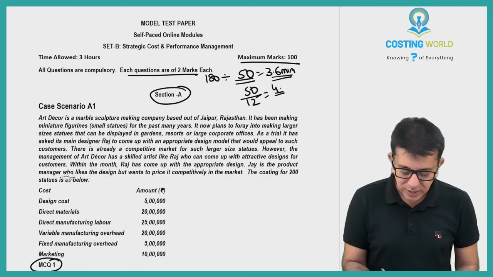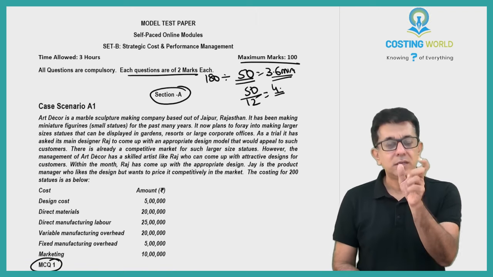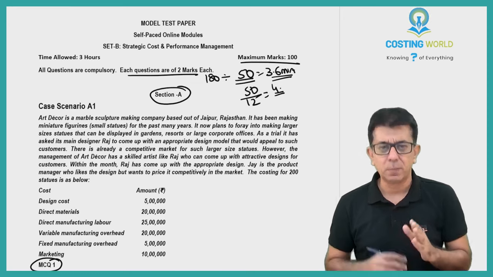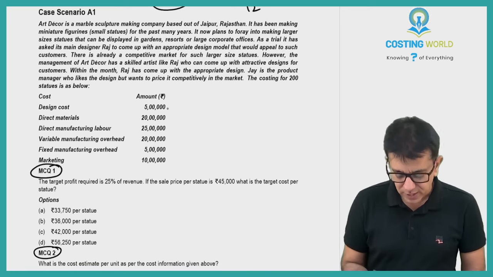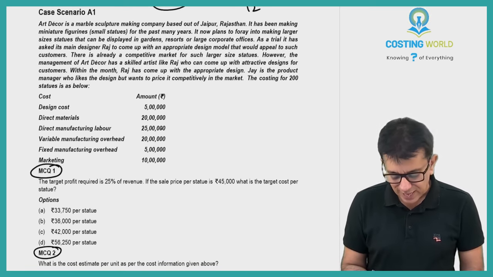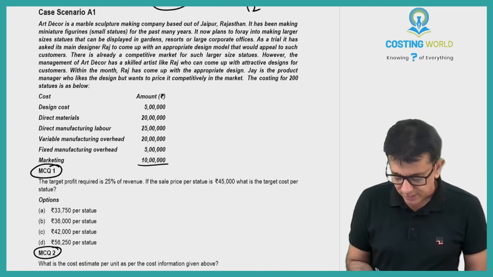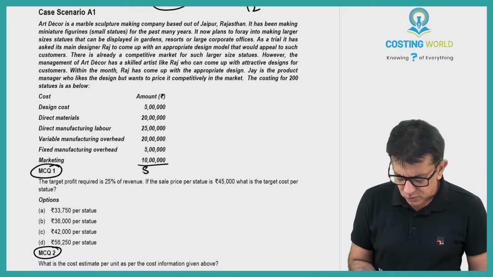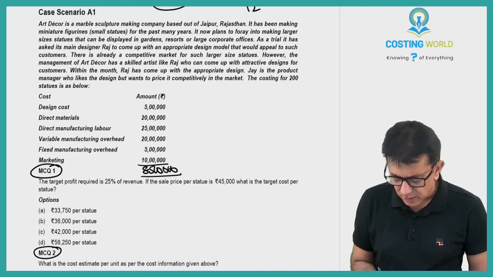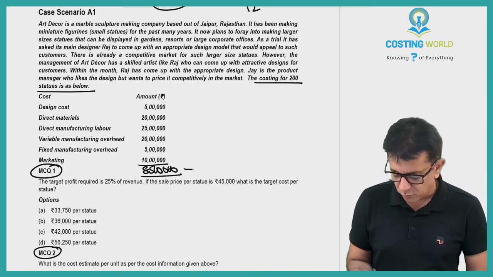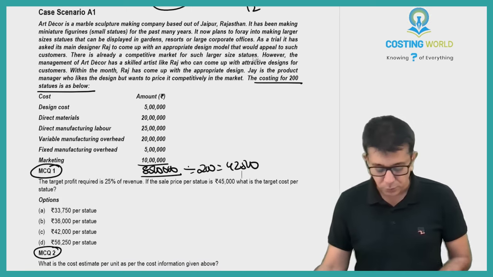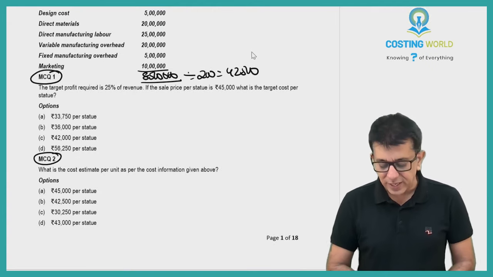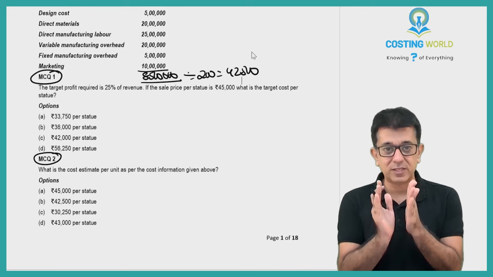So Raj is the designer and Jay is a product manager, but Jay is of the opinion that let's price it competitively. So this is the cost: designing cost, material cost, direct labor cost, variable manufacturing overhead cost, fixed manufacturing overhead cost, marketing cost. In all, this cost is 85 lakhs, I guess, in total. But this is a cost for 200 statues. So therefore, per statue, it is going to be 42,500. Okay. So the targeted profit is 25% of revenue. That's the profit that we are looking at.